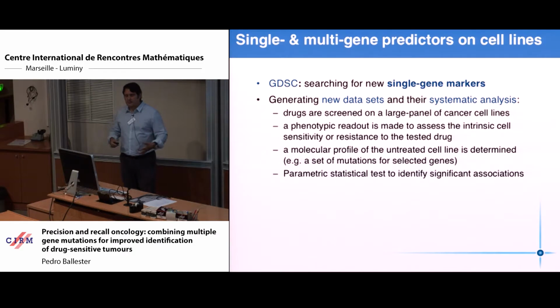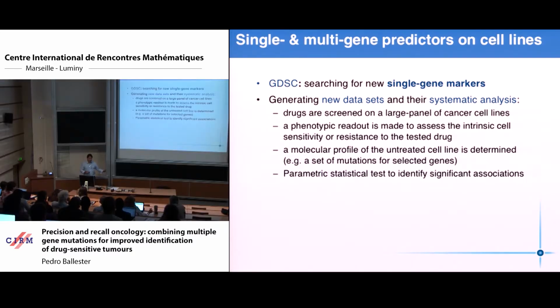So it is an example of how generating new data sets and their systematic analysis, a typical or traditional workflow, where drugs are screened on a large panel of cancer cell lines. A phenotypic readout is made to assess the intrinsic sensitivity of these models to the drug. Then a molecular profile of the untreated cell line is determined. And finally, a parametric statistical test is used to identify significant drug-gene associations, or single-gene markers.